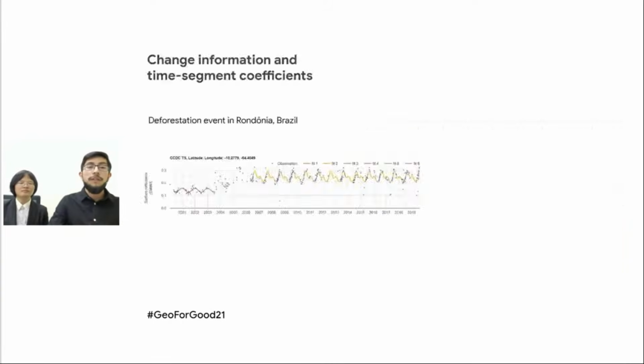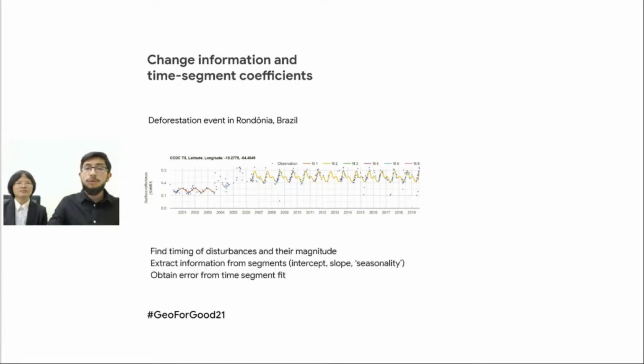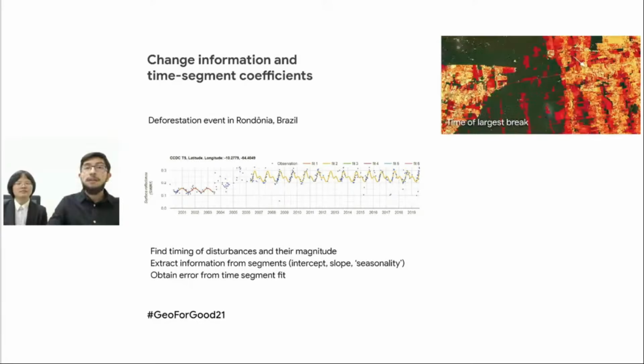Another example of this is shown here. This is a deforestation event in Rondônia, Brazil. There is a deforestation event around the year 2004, and then there's a conversion to agriculture. So one of the things we can do with CCDC is that instead of running this just for 1 pixel, we can run this for an entire study area.